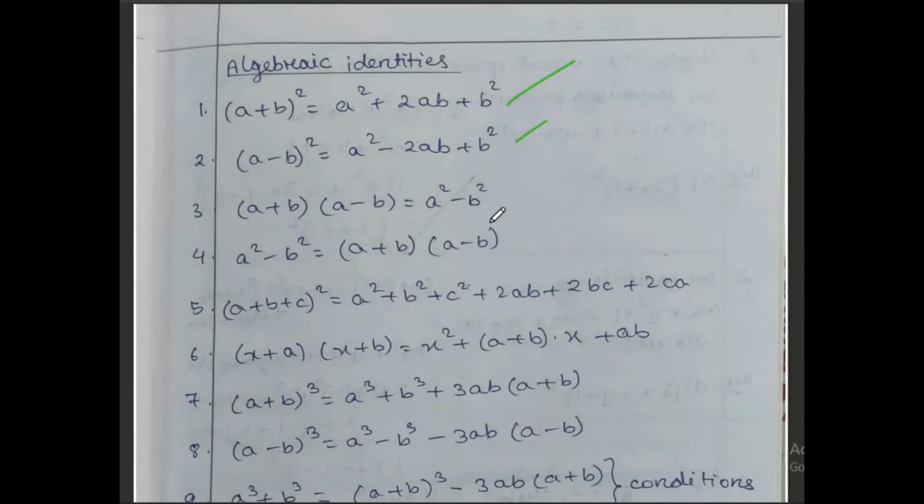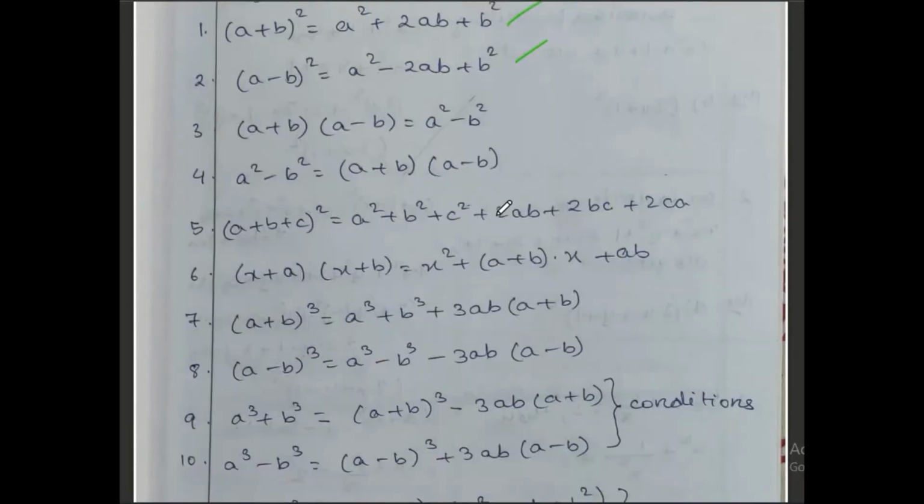You don't need to prove anything here. Straightforward, memorize it and utilize it while solving 2.5. So a plus b into a minus b is a square minus b square. Fourth one, a square minus b square equals a plus b into a minus b.